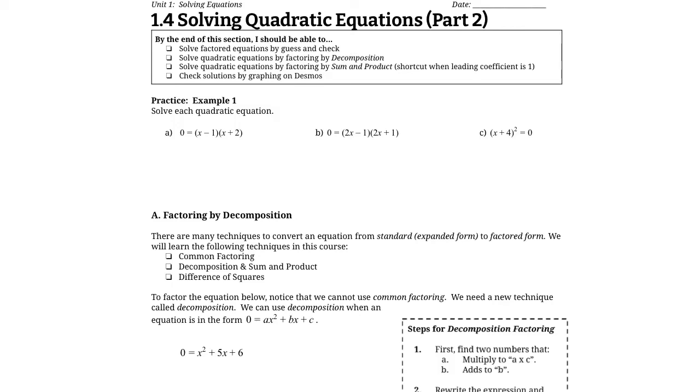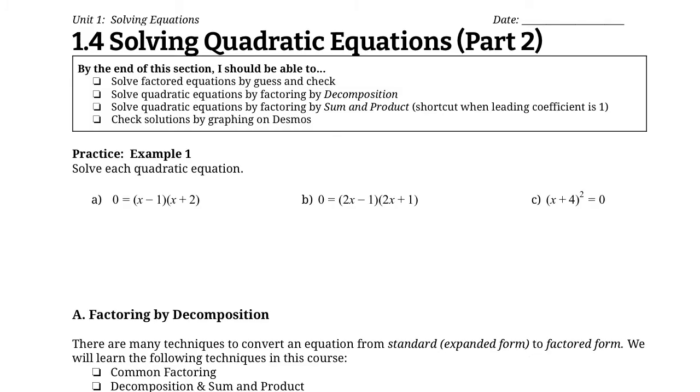In order to solve a quadratic equation, the equation must be in factored form. To put an equation into factored form, you need to factor it using one or more techniques. In our previous lesson, we learned how to factor a quadratic expression using the common factoring method. In this video, we will look at a second technique called decomposition.